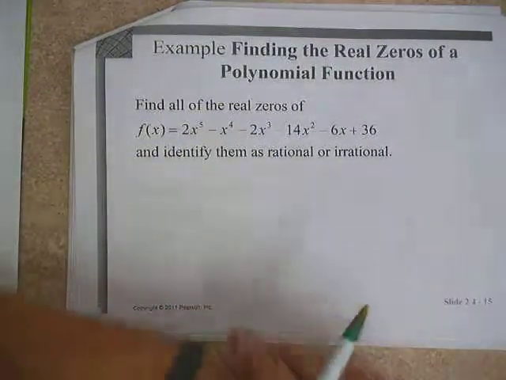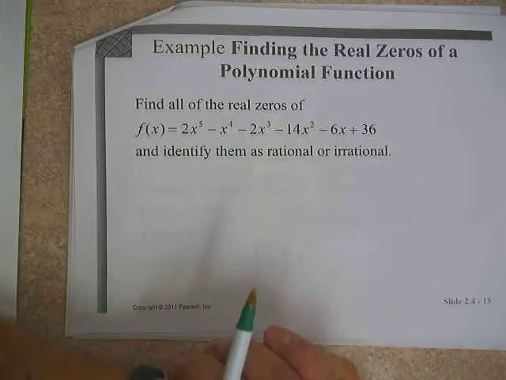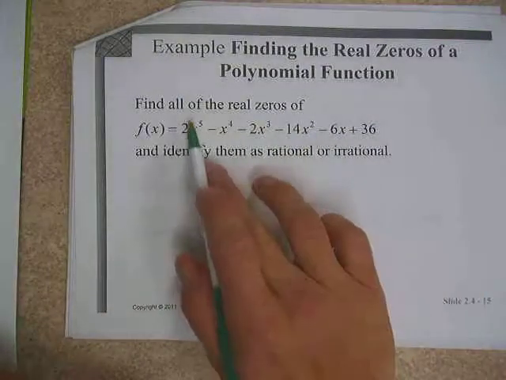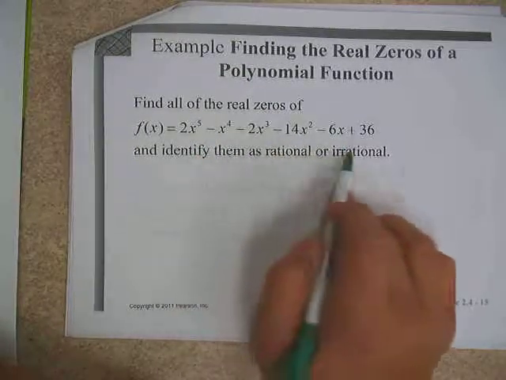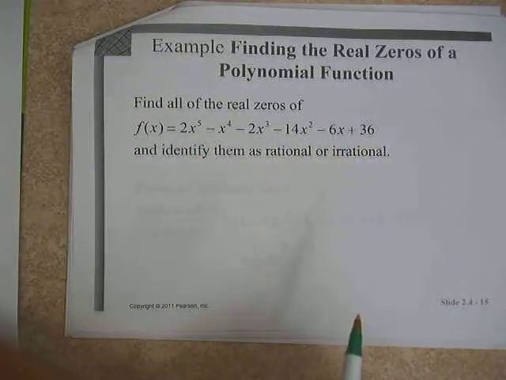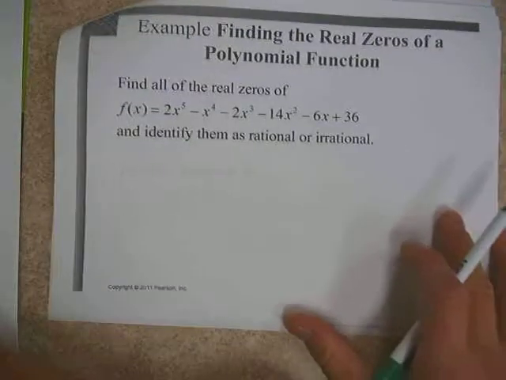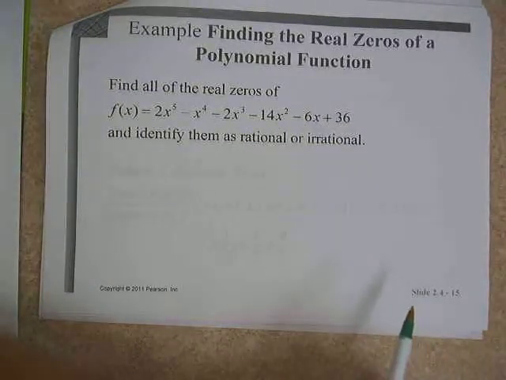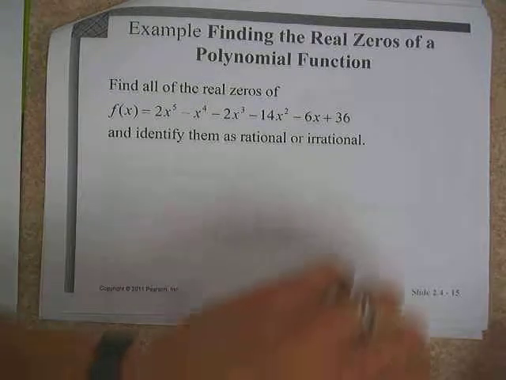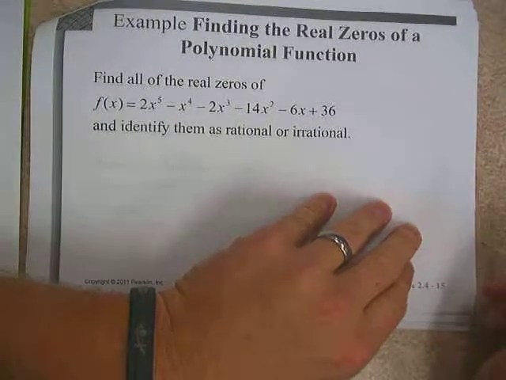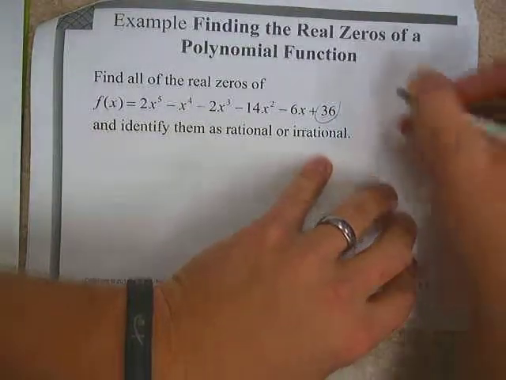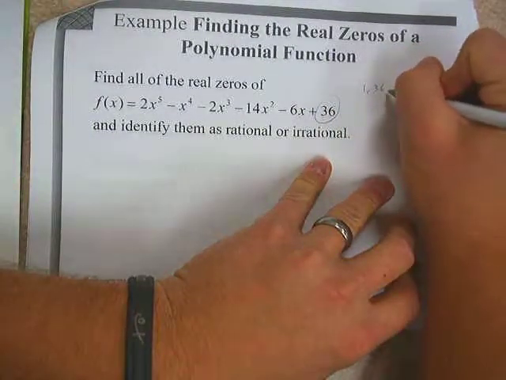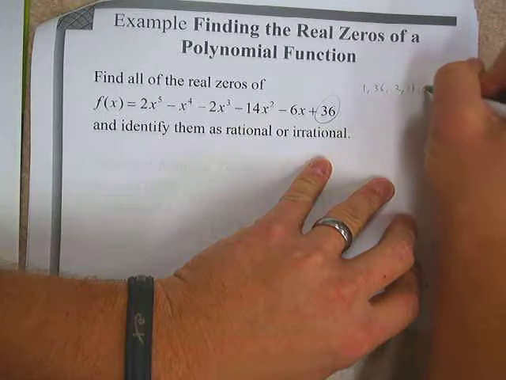I'm going to go back to this lower bound test in just a minute, but ultimately this would be a problem that we might be asked to tackle here. We have 2x to the 5th minus x to the 4th, etc., and we want to find all real zeros of this, and then identify them as rational or irrational. So what we want to do first is make a list of the possible rational zeros.